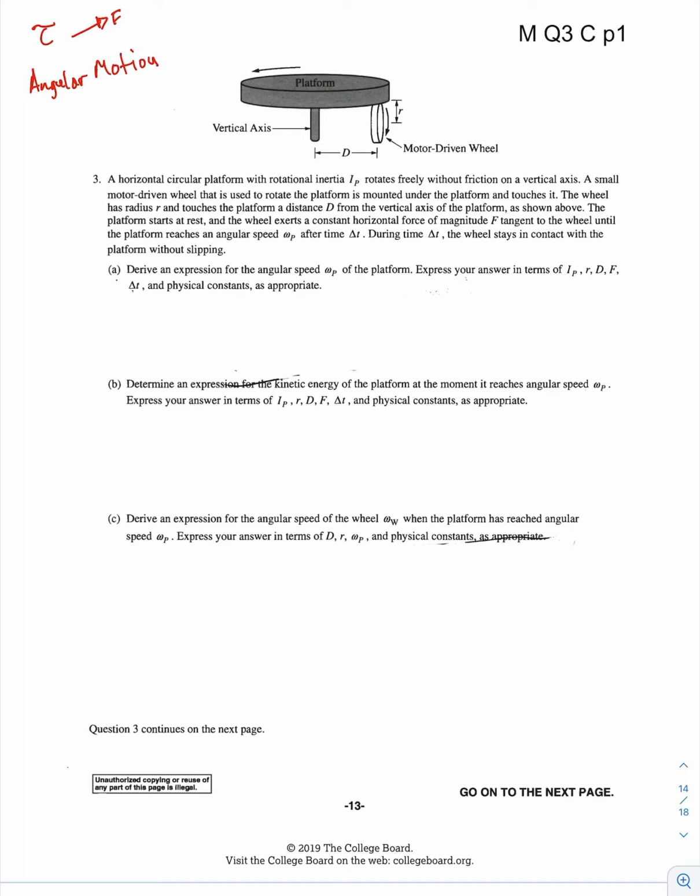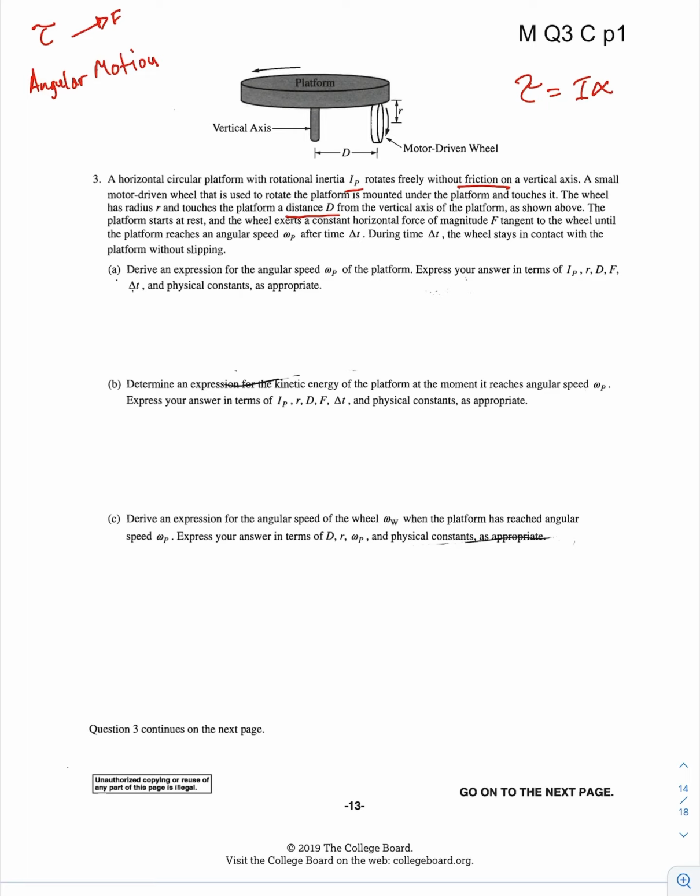Circular platform with rotational inertia, IP, rotates. So I see IP, I know that's torque. So torque, I know that torque is equal to I alpha. Sweet. Freely rotating without friction, vertical. A small motor-driven wheel that is used to rotate the platform is mounted under the platform and touches it. The wheel has radius R and touches the platform at distance D from the vertical axis of the platform as shown above.